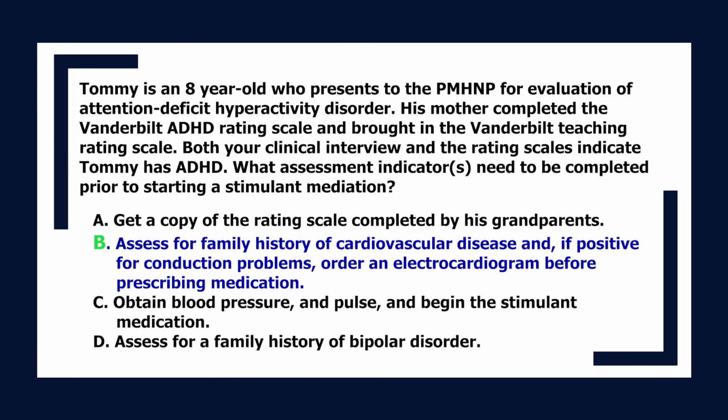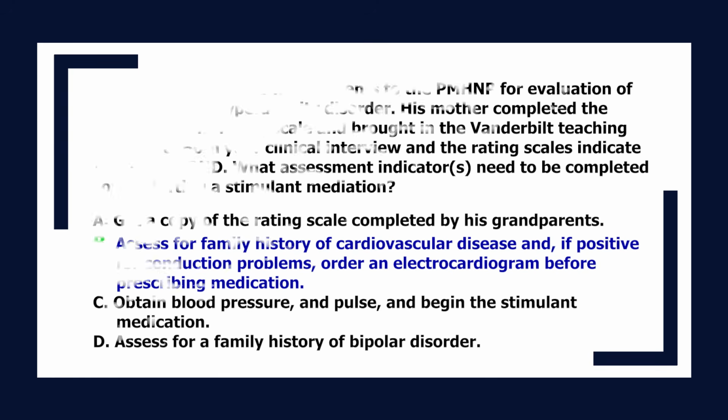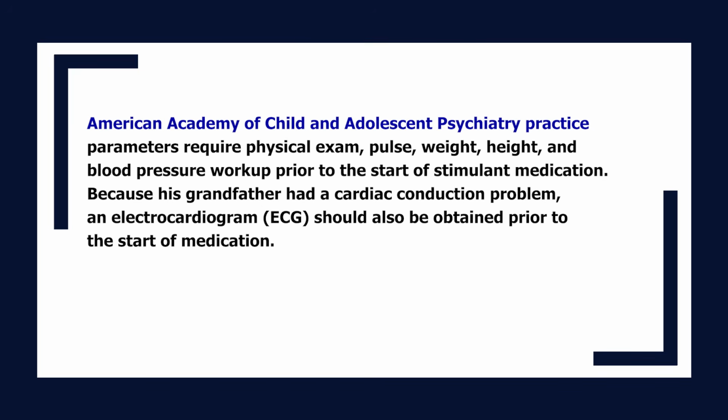Assess for family history of cardiovascular disease and, if positive for conduction problems, order an electrocardiogram before prescribing medication. American Academy of Child and Adolescent Psychiatry practice parameters require physical exam, pulse, weight, height, and blood pressure workup prior to the start of stimulant medication. Because his grandfather had a cardiac conduction problem, an electrocardiogram, ECG, should also be obtained prior to the start of medication.